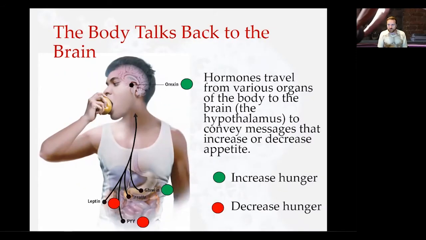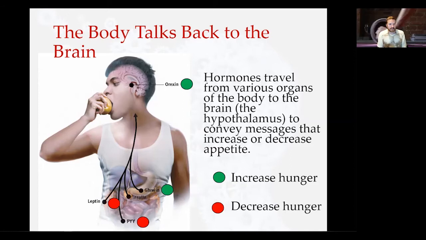How the body talks back to the brain. So hormones travel from various organs of the body to the brain, specifically the hypothalamus, which conveys messages that increase or decrease appetite. So any of the hormones that you're seeing here in green increase hunger, while the red ones decrease hunger. Insulin is secreted by the pancreas, which controls blood glucose. It converts it to stored fat. As glucose increases, insulin is secreted, which brings glucose down.